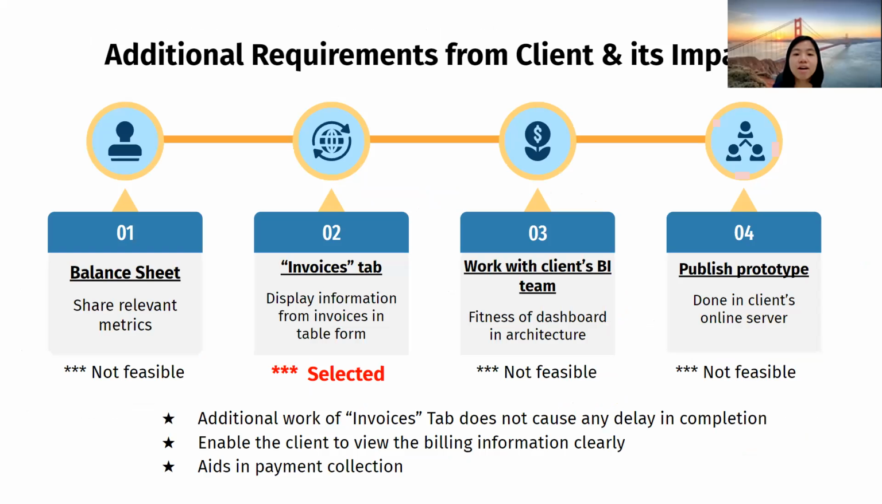However, there are a few sudden additional requirements from our clients during the middle of the project. First, they requested an additional balance sheet tab to share relevant metrics, but it is not feasible for us because we do not have any related account for it. Secondly, they want an invoice tab that can display all the information from invoices in a table form. We accepted this requirement because it was fairly simple, fast, effective, as well as efficient to be executed.